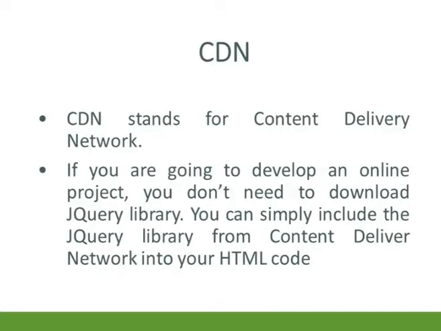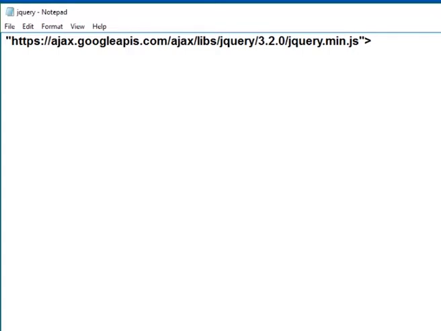Okay, the next one is the CDN-based version. CDN stands for Content Delivery Network. If you are going to develop an online project, you don't need to download the jQuery library. You can simply include the jQuery library from a Content Delivery Network into your HTML code. Okay, let's do that. In the code, you just have to specify the source to the online address of the CDN-based version of jQuery. Okay, these are the ways to use jQuery in your project.